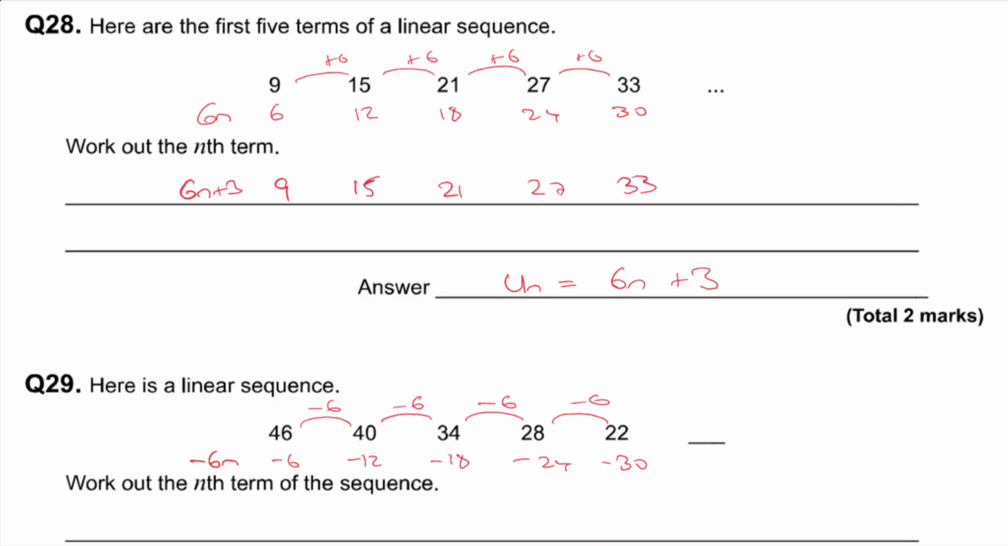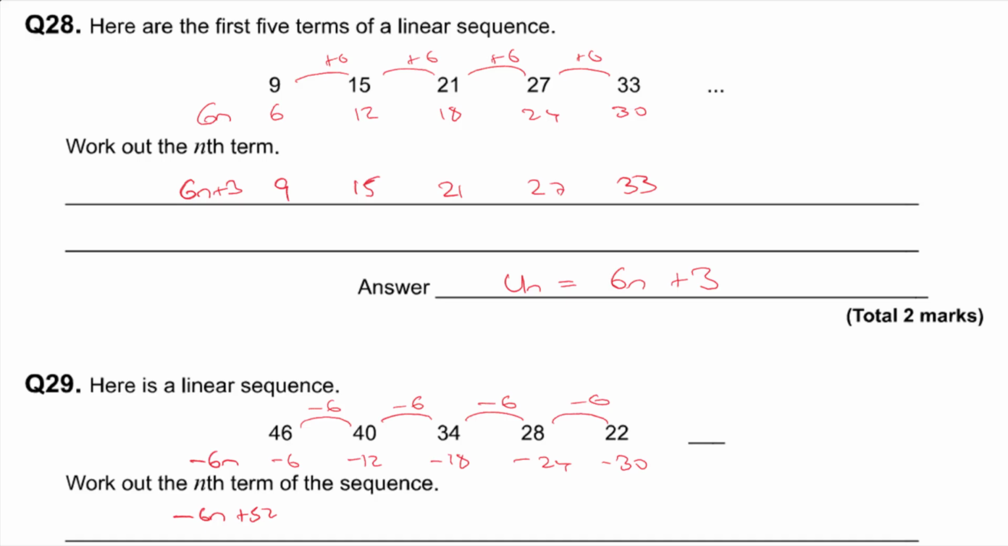Now you might be thinking that looks nothing like the sequence I've been given up here, but actually it does. What's the difference between 46 and minus 6? That's 52. If you add 52 to each one of my numbers, it comes out to be the number from the sequence, doesn't it? So 52 minus 6 is 46. So if I have minus 6n plus 52, that gives me the desired sequence, doesn't it?